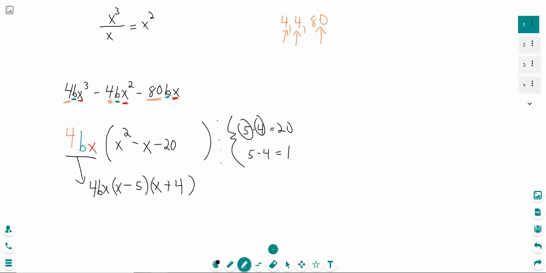So once we've gotten to this point, it's never a bad idea just to do a quick FOIL check, make sure that we did do this correctly. X times x is x squared. Negative 5x and a positive 4x, that would be the inside and outside. Negative 5x and the 4x. That's going to give me a negative 1x when I combine them. That's where this guy is. And then the negative 5 times the positive 4 is going to give me the negative 20. So that works out when I FOIL it. All right. And at that point, we are finished. That is our factoring right there. Thing of beauty, right?